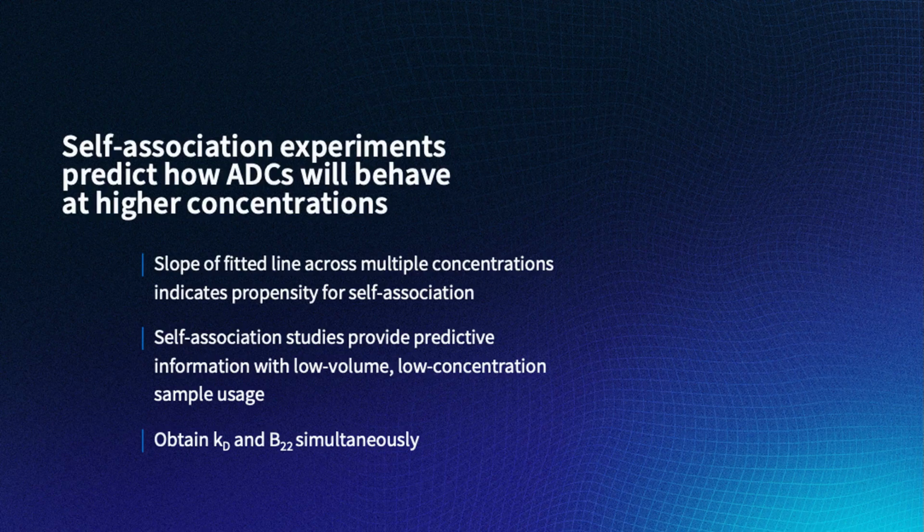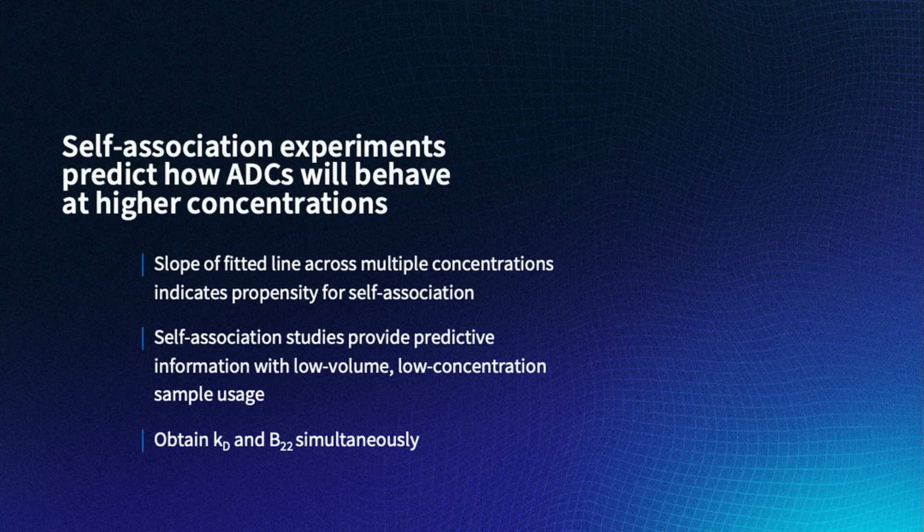So to summarize the results we've just seen, we can use the Prometheus Panta to predict how likely an ADC is to self-associate at higher concentrations. By looking at the slope of a line fitted to scattering data of different concentrations of your samples, we can obtain a KD and B22, which tells us about the propensity of an ADC to aggregate or become viscous at higher concentrations. Doing these types of experiments gives you important information about how your ADC will act at clinically relevant concentrations, and they don't require high concentrations or volumes that you may not have at this stage of development.